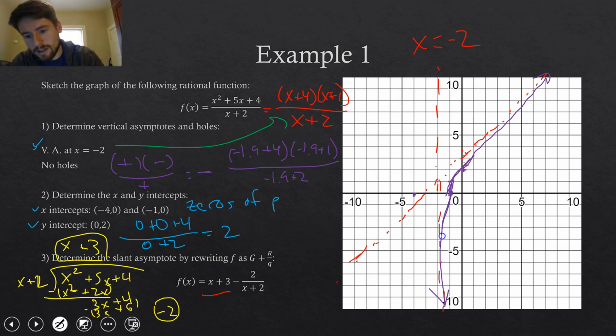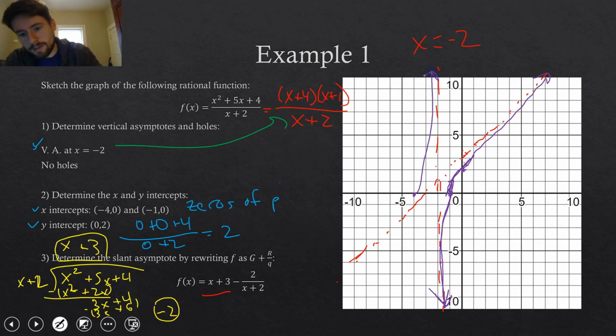So just to the right of negative 2, we're going down to negative infinity, as we expected. And we'd find that if we did the same thing on the left side of negative 2, we're going up to positive infinity. So we're going to go through that point and up.